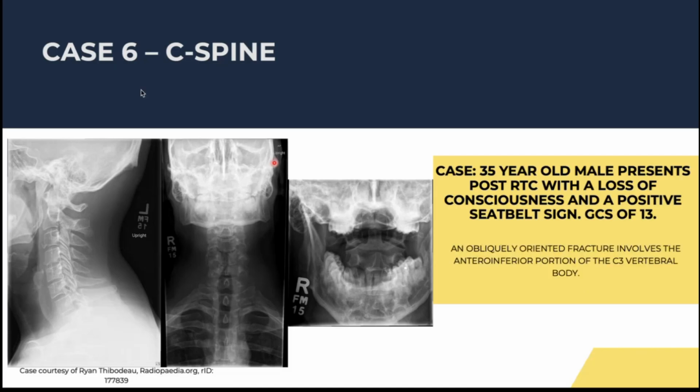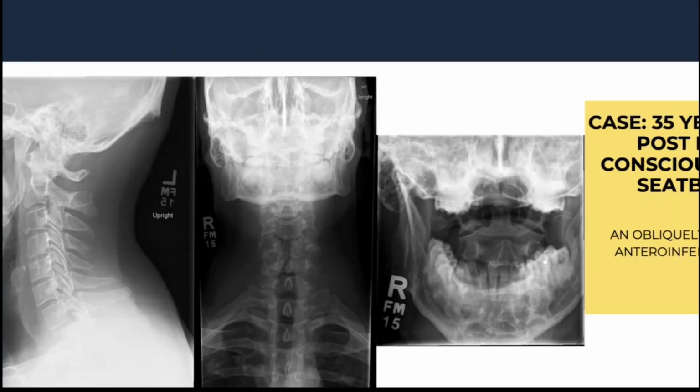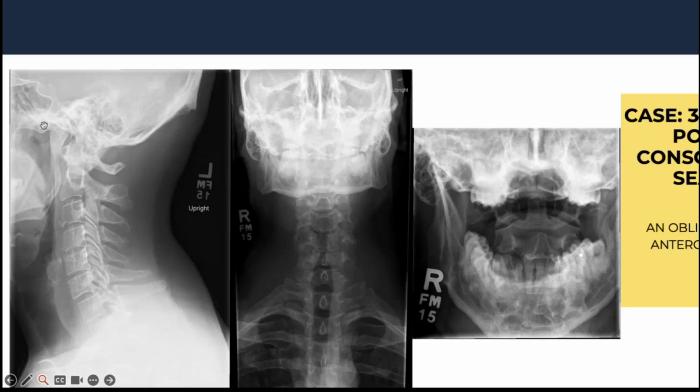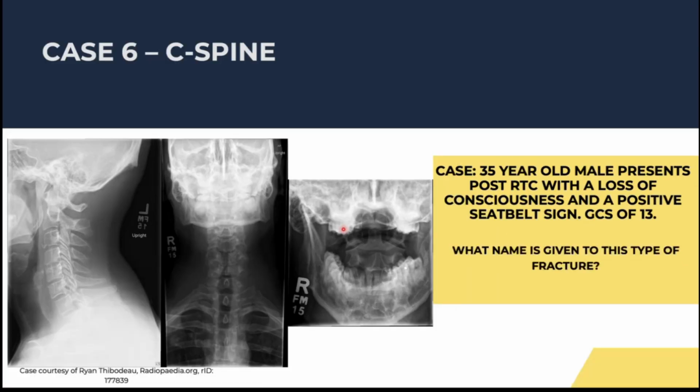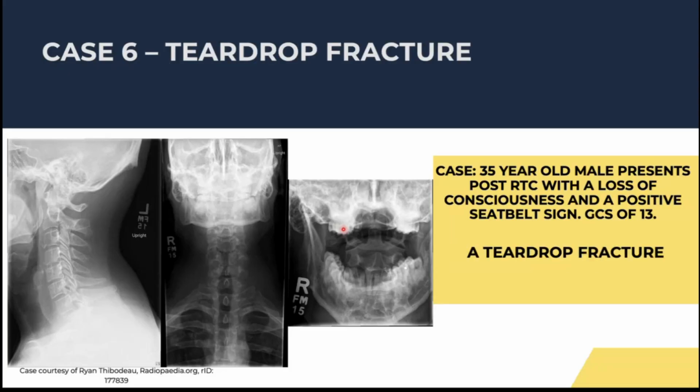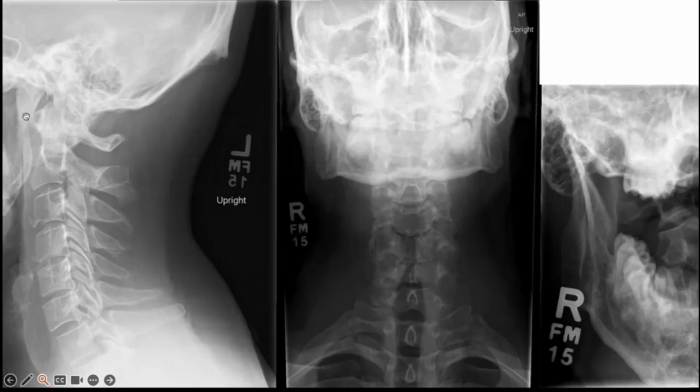So we've got here an obliquely orientated fracture, and that involves the anterior inferior portion of the C3 vertebral body. So yeah, as you suspected, right here, you can see a tiny little fracture of that segment in the corner. And this is actually known as a, oh, does anybody know? I don't think so. That's fine. So this is known as a teardrop fracture because it looks a little bit like a teardrop, I suppose. It's hanging off that corner of C3 right here. And yeah, it's known as a teardrop fracture.